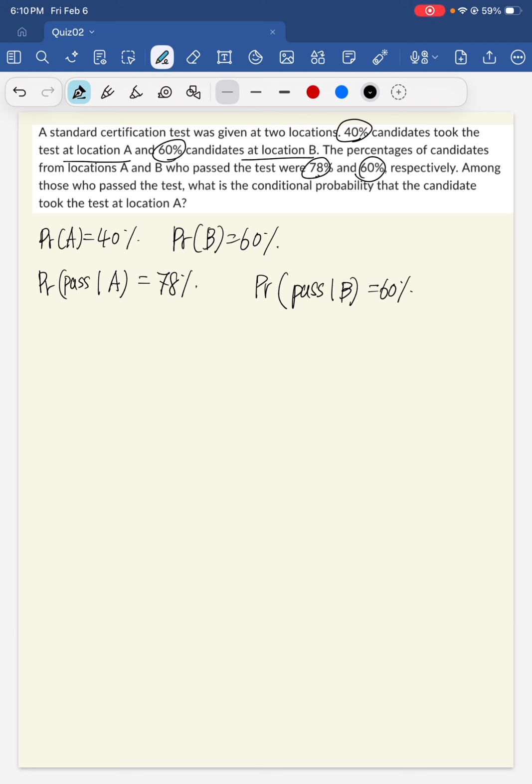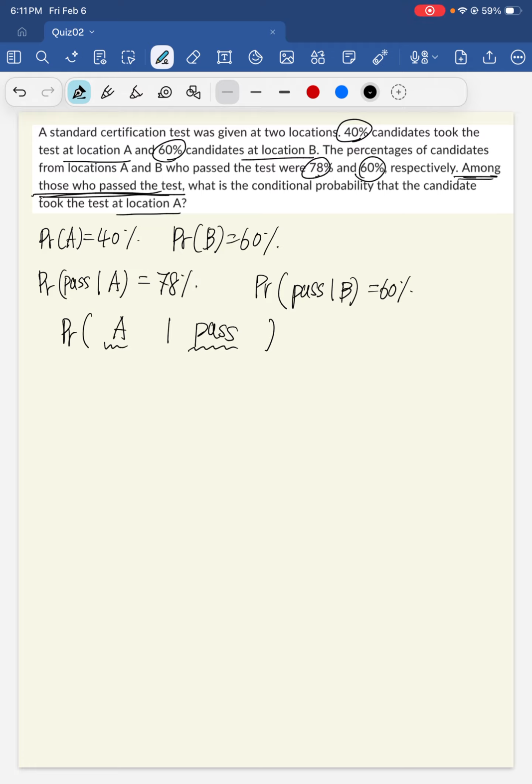So this is the information we get, and we have to calculate, among those who pass the test, what is the conditional probability that the candidate took the test at location A. So the condition is among those who pass the test. If you know that a candidate passed the test, then what is the probability that he or she took the test at location A? So this is what we have to calculate. Given passing, what is the probability of location A?